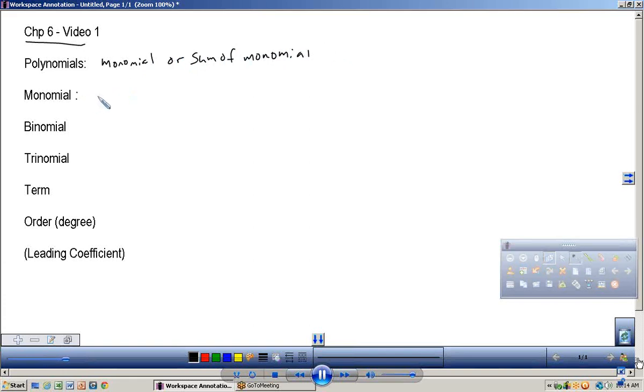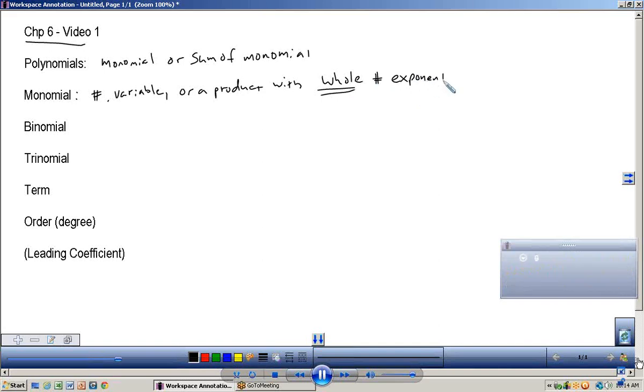Well, a monomial is defined as a number, a variable, or a product of those, with whole number exponents. Now, let me show you what it means for something to be a monomial and something not to be a monomial. So, a number, like 7, that is a monomial. A variable, x, that is a monomial. A product of those, 7x, that is a monomial.